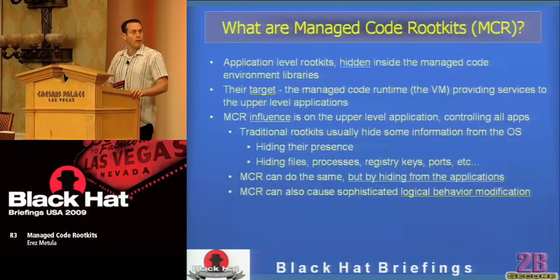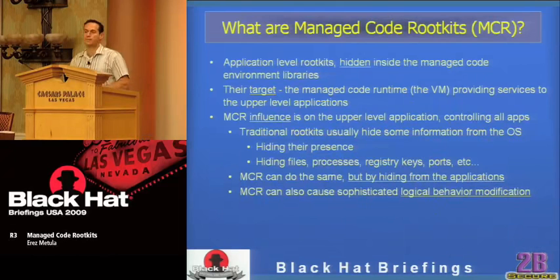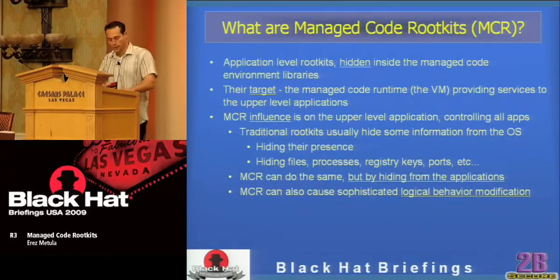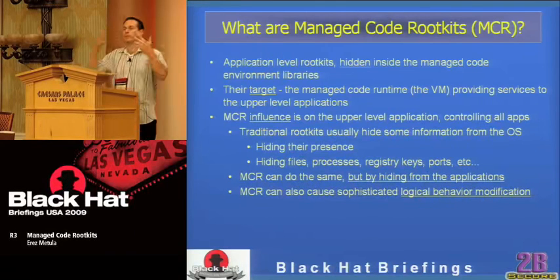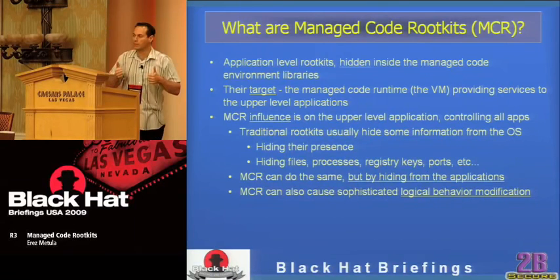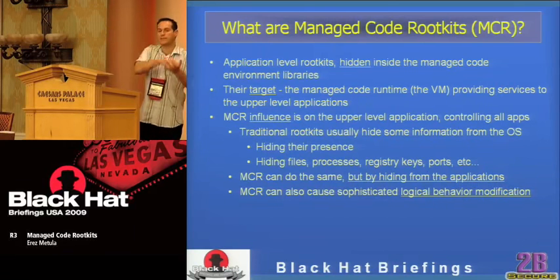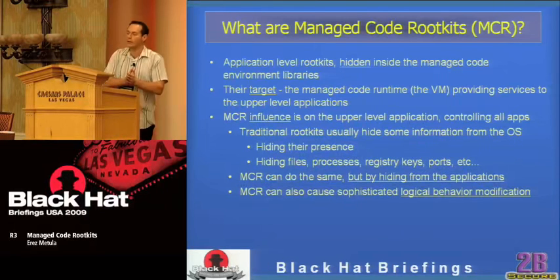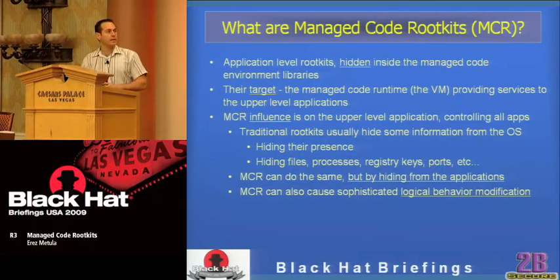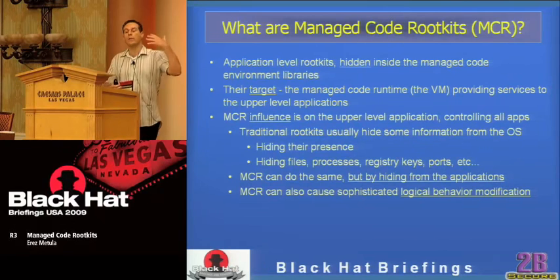When we're talking about managed code rootkits, now let's move on to more security stuff. We're talking about application-level rootkits that are hidden inside the virtual machine, so that the virtual machine is customized, malware is deployed inside the virtual machine, and the virtual machine lies to the upper-level application. The application, which receives services from the virtual machine, receives services that have been changed. The services are no longer the same as before. So managed code rootkits target the virtual machine so that the influence is on the upper-level application.